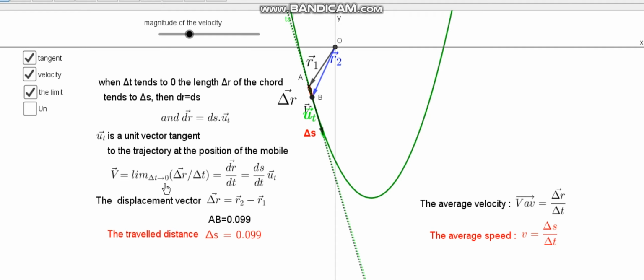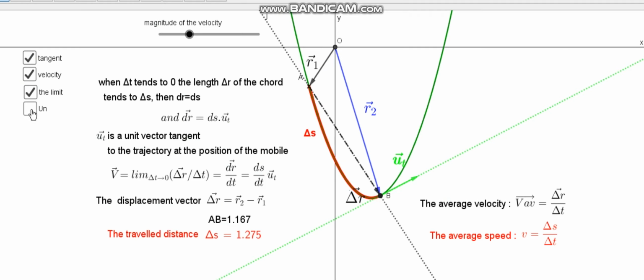Okay. Now we have the relation and the differences between the average velocity and the instantaneous velocity, the average speed and the instantaneous speed, which is the magnitude of the instantaneous velocity.